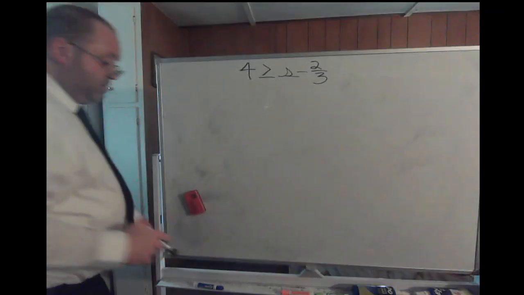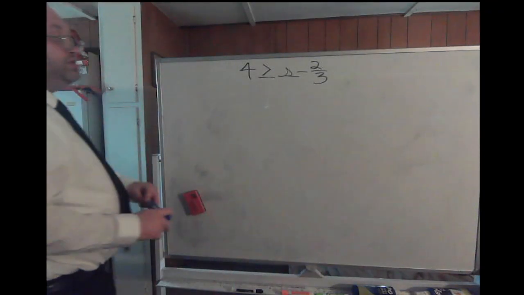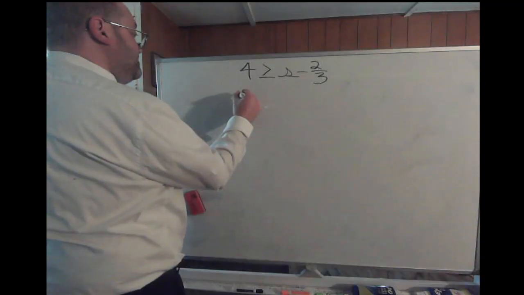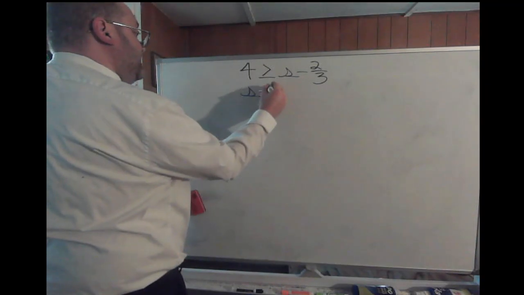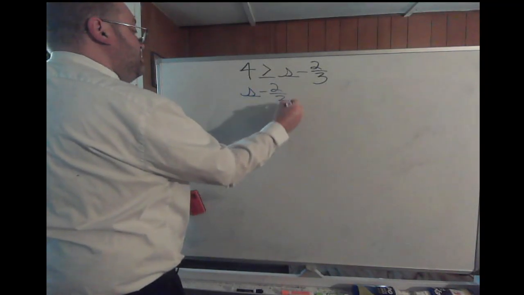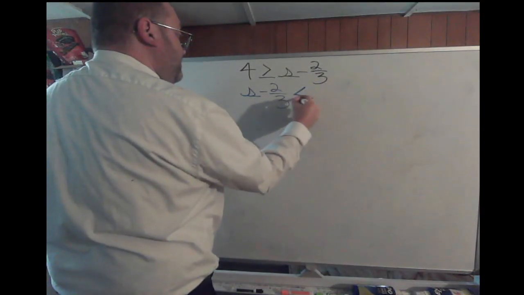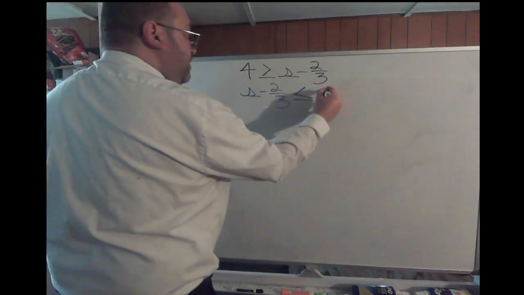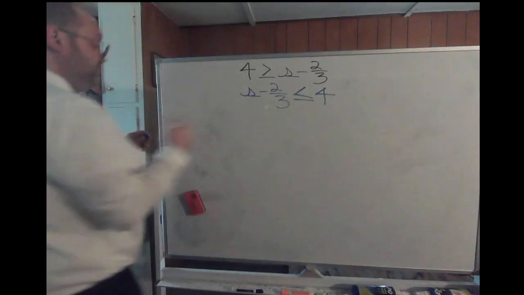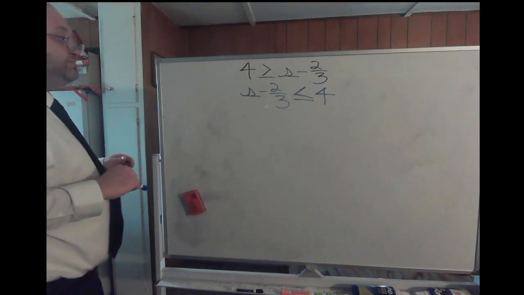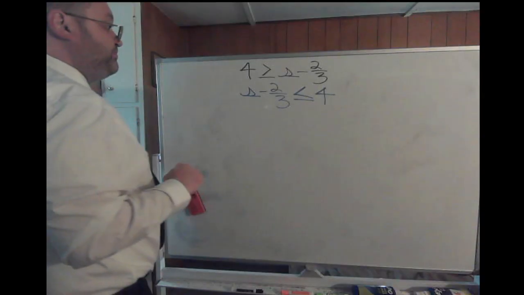Well, once again, I'm going to recommend we switch these around to where the s minus 2/3 is on the left side. But we'll have to flip that greater than or equal to sign into a less than or equal to sign. Then we'll have 4. So s minus 2/3 is less than or equal to 4. Now we got this into something we can work with.